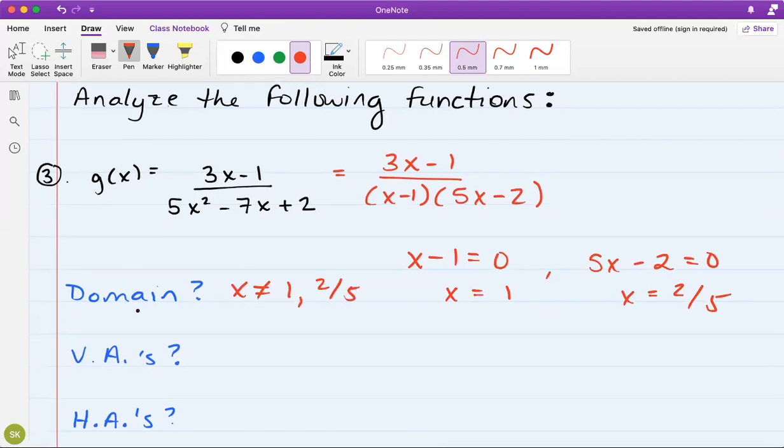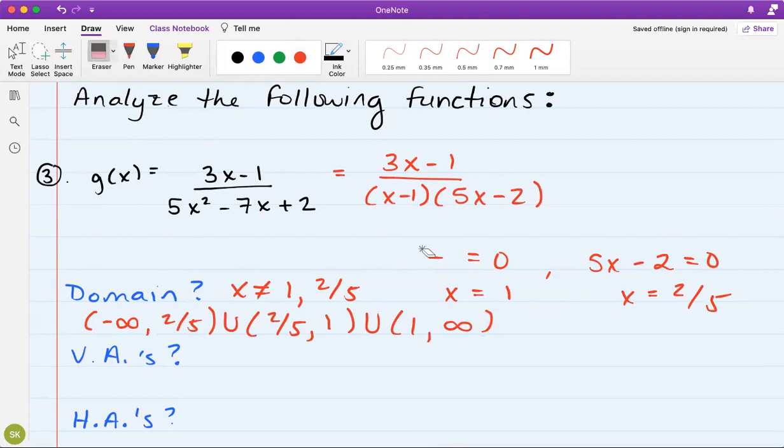So if you want to write this domain in interval notation, remember you start with the smallest number you can be. You can go out to negative infinity, all the way, well, the first number you've got to take out is 2/5 because it's smaller than 1. So 2/5, take that number out, then go up. We have to take the number 1 out and go to infinity. So that's the domain.